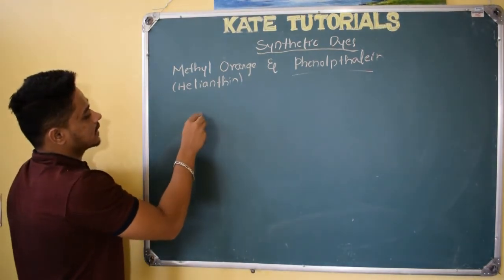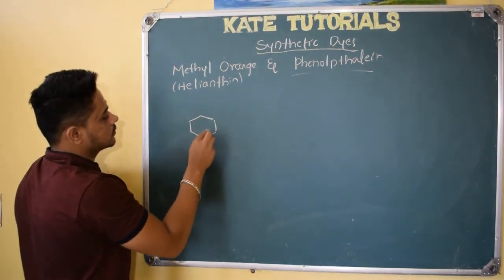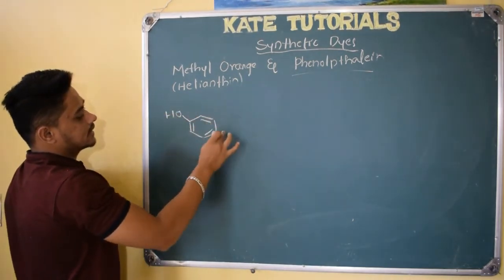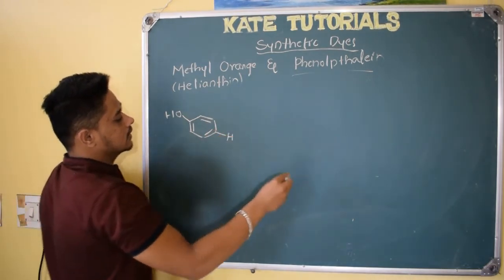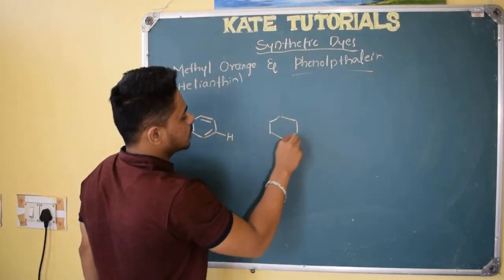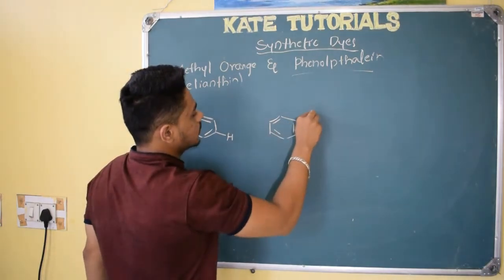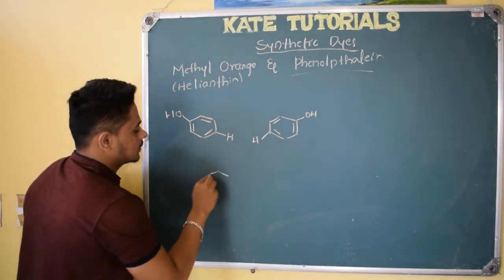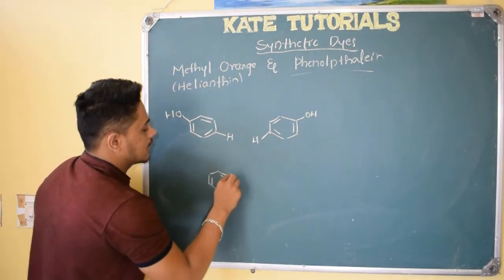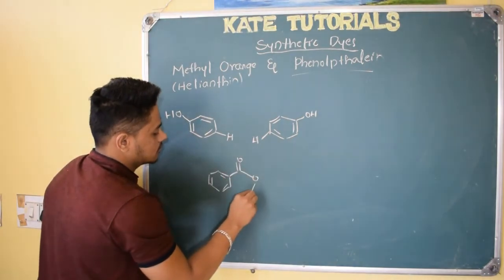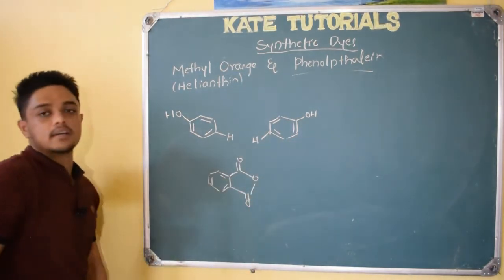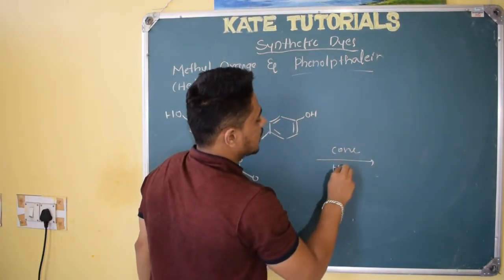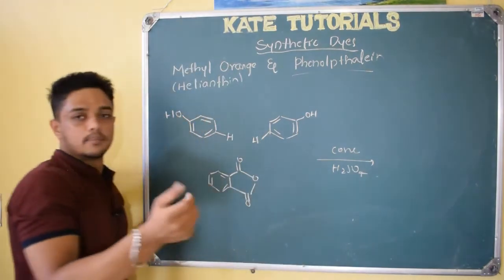So how will I prepare? See here. I will take this phenol. Yes, this is phenol. Everywhere H will be here, I will show only this H, and I will take one more molecule of phenol. So I am going to take 2 molecules of phenol, and that phthalic anhydride which I got. So this is my phthalic anhydride. So what I will do, in the presence of concentrated H2SO4, I do the reaction. Right, a little bit of warming I will do.